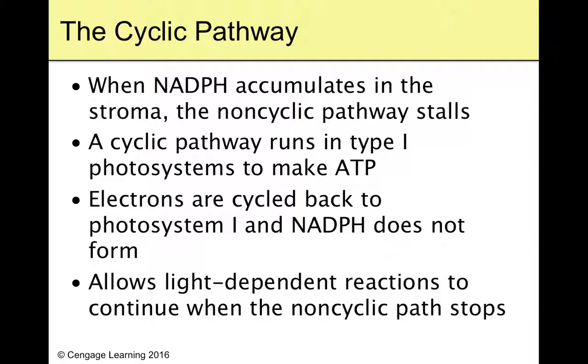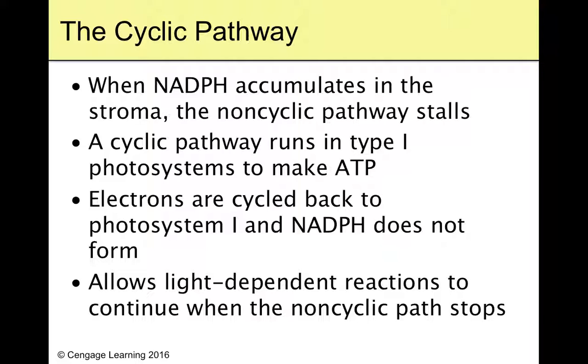Excess electrons are going to be cycled back to photosystem 1 because we don't want to run photosystem 2 and keep making those NADPHs. So we put a halt on that and we just make a whole bunch of ATP. And then the light-dependent reaction will continue even when our non-cyclic pathway stops. That's a wordy way of saying if we need to, we can pause half of this light-dependent reaction to let our ATP catch up with our concentration of NADPH.